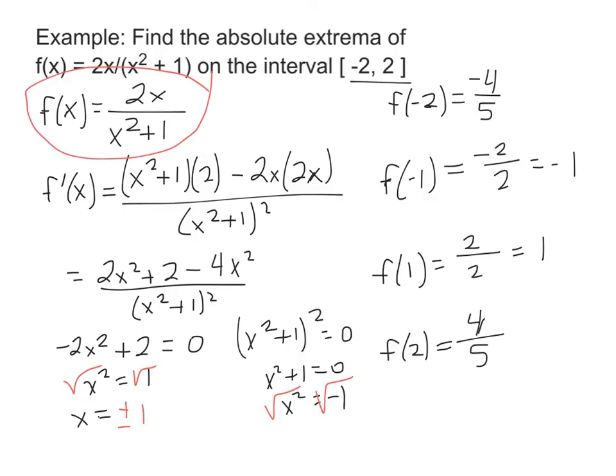Okay. So, now we just need to determine what's our minimum, what's our maximum. Here's our min. This is going to have a minimum of negative 1. Our maximum, our biggest value is here. So we're going to have a maximum of 1. Our minimum occurs at negative 1, negative 1, and our maximum occurs at positive 1, 1.